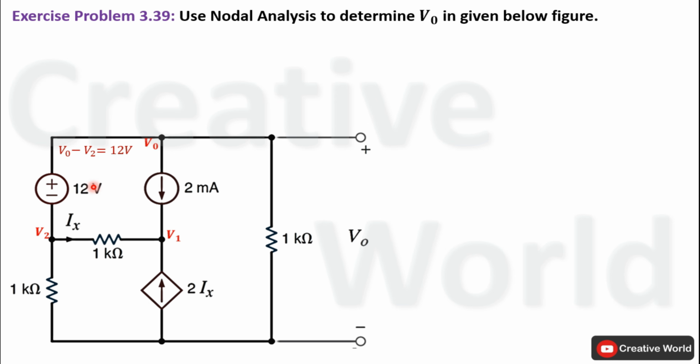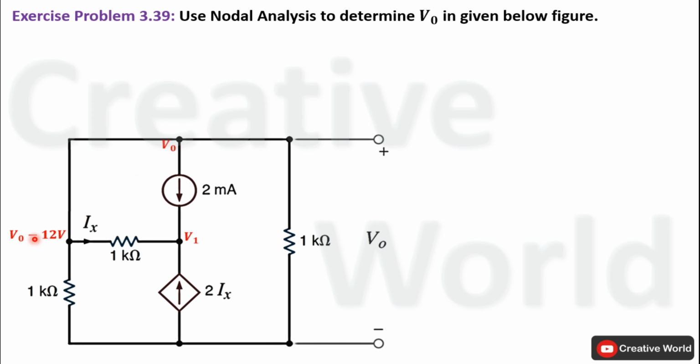Now we want to merge this voltage source into this node V2 voltage. In that case, the new equation for node voltage V2 will be V2 equal to V0 minus 12 volts. Now we can merge this voltage source into this node and update its node voltage equation to V0 minus 12 volts. In the next step, we have to assume all unknown branch currents along with their directions in the network.